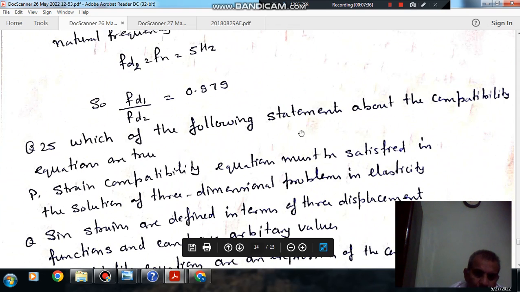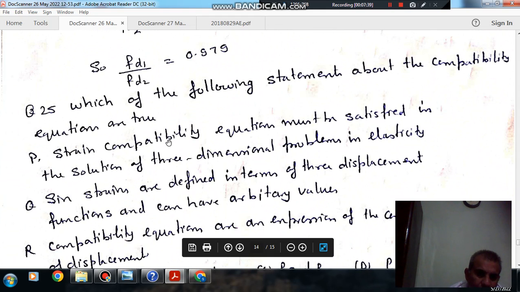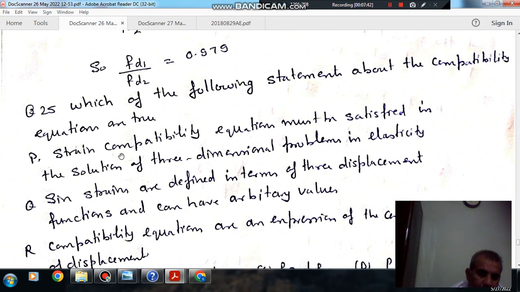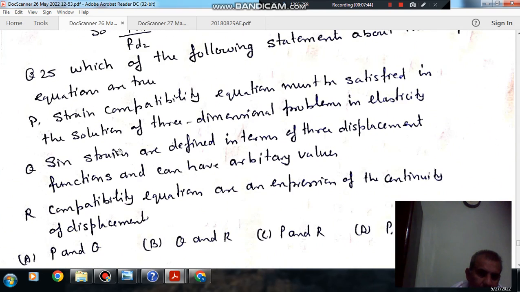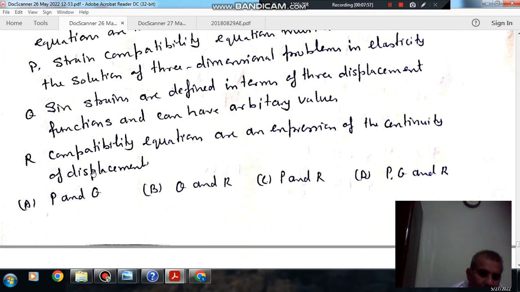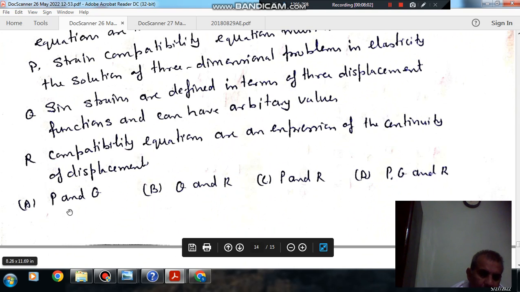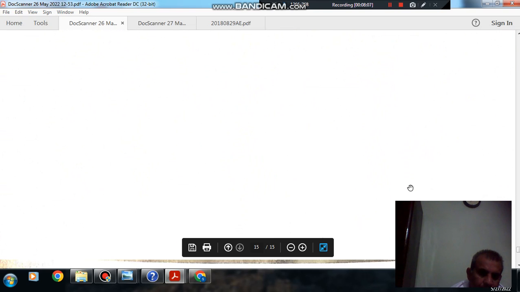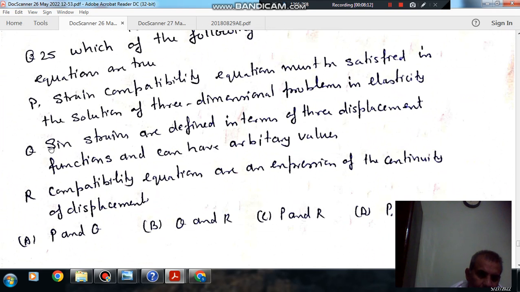Next, which of the following statements about the compatibility equations are true? P, the strain compatibility equations must be satisfied in the solution of a three-dimensional problem in elasticity. Q, six strains are defined in terms of three displacement functions and can have arbitrary values. R, compatibility equations are an expression of the continuity of displacement. Option A, P and Q. Option B, Q and R. Option C, P and R. Option D, P, Q and R. So the answer is C, that is, P and R are correct.